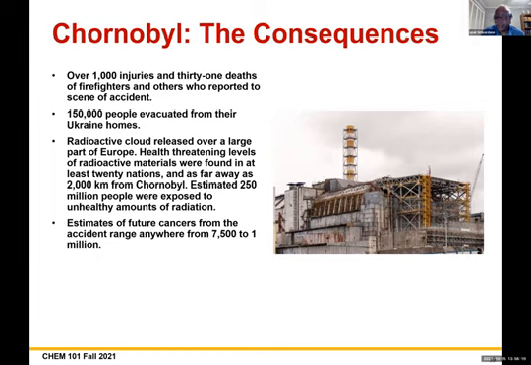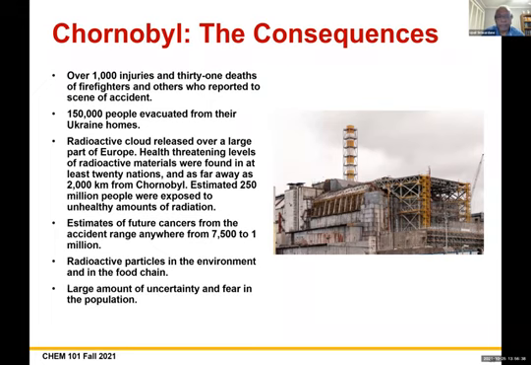So Chernobyl is still an isolated space. People cannot go there, there is a lot of radiation. It will be years before we can open that up, maybe 300 years or 400 years. Radioactive particles in the environment and food chain make the area uninhabitable for people. So a large amount of uncertainty and fear is created in the population.